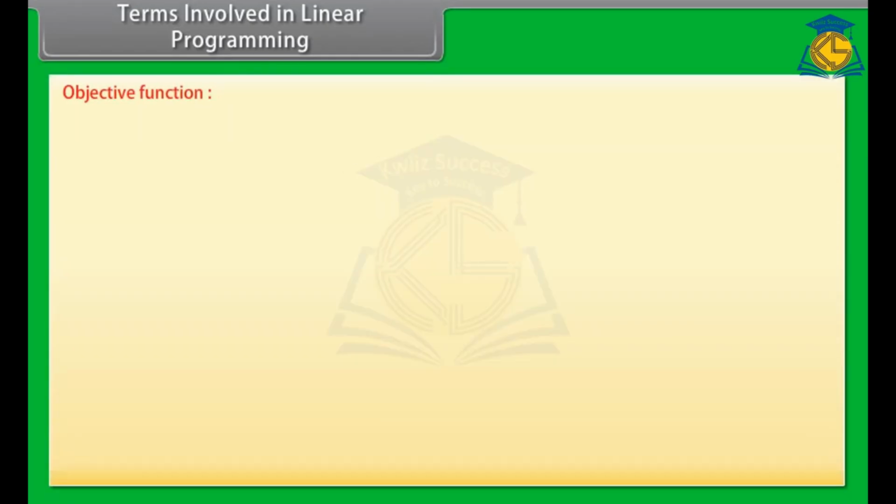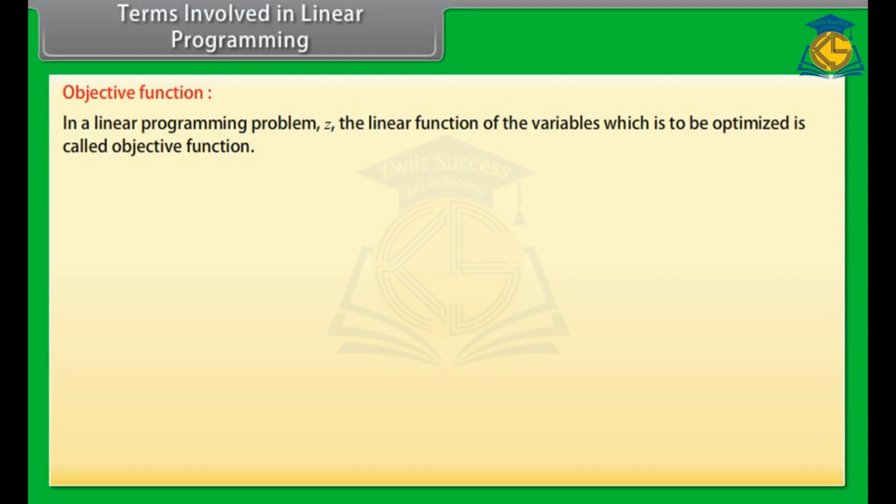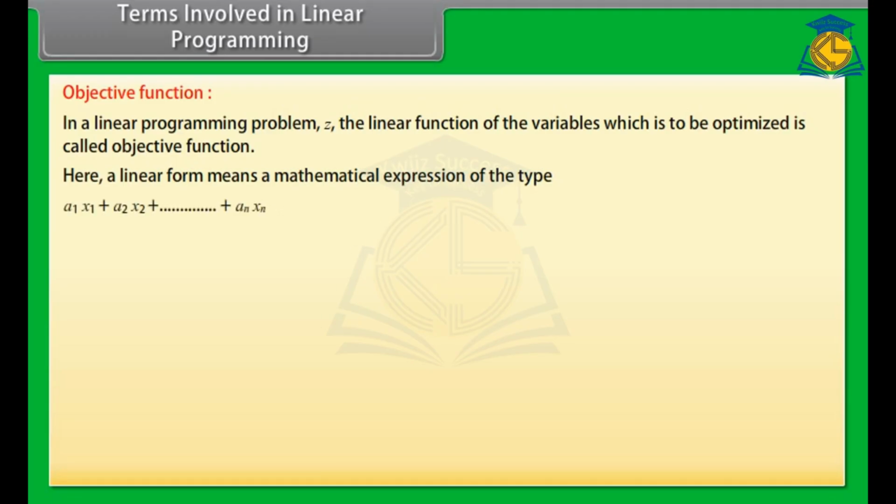Objective function. In a linear programming problem, Z, the linear function of the variables which is to be optimized, is called objective function. Here a linear form means a mathematical expression of the type a1x1 + a2x2 + and so on till anxn, where a1, a2 and so on till an are constants and x1, x2 and so on till xn are variables.